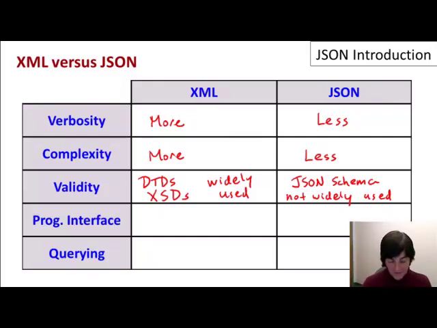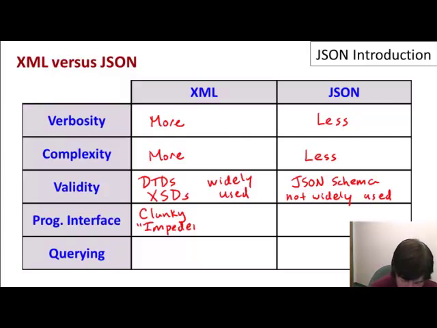Now, the programming interface is where JSON really shines. The programming interface for XML can be fairly clunky. The XML model, the attributes and subelements and so on, don't typically match the model of data inside a programming language. In fact, that's something called the impedance mismatch.